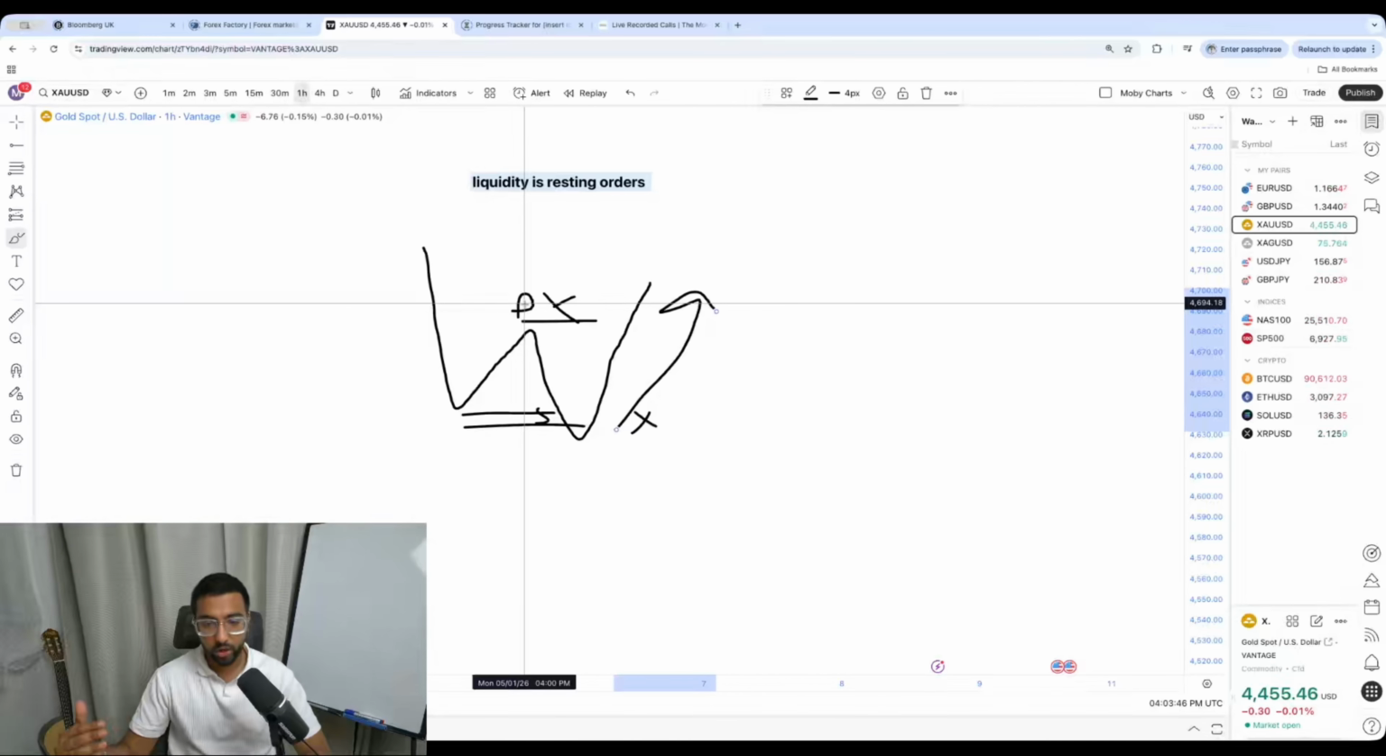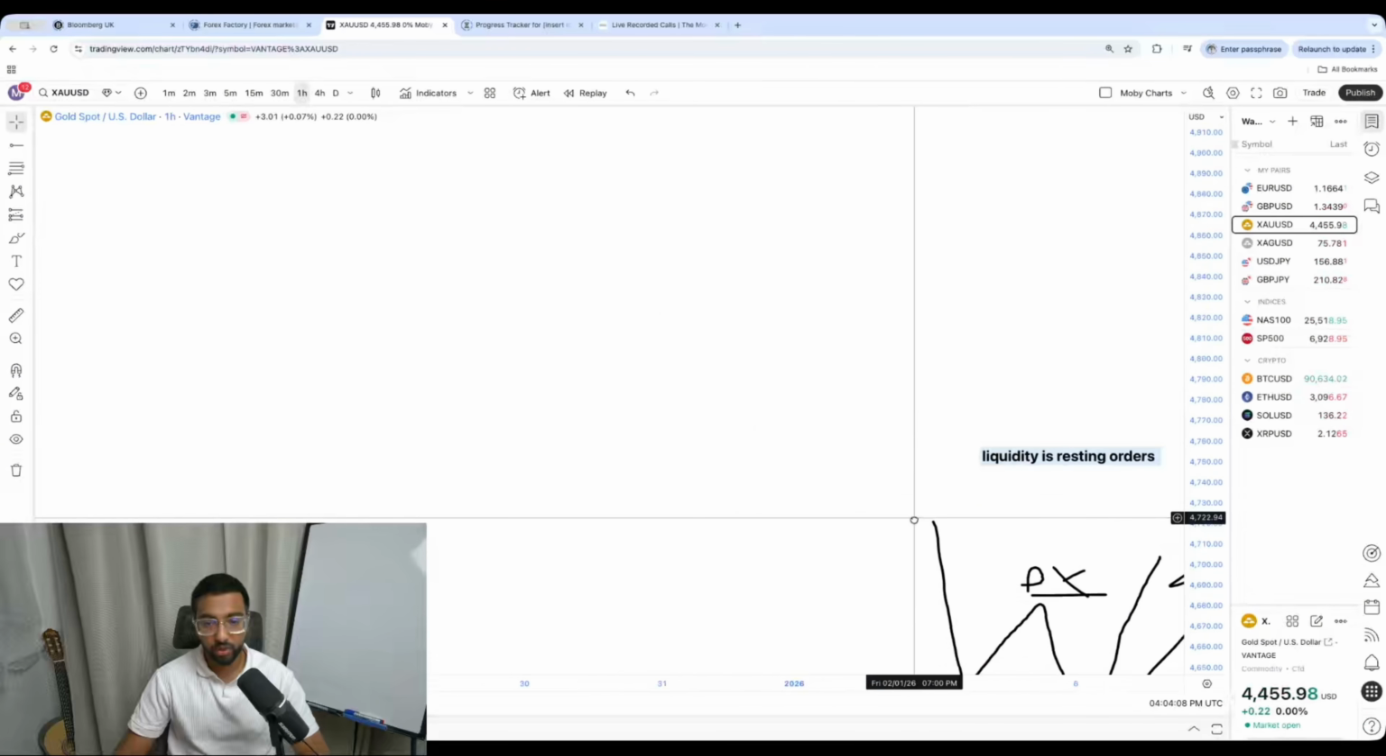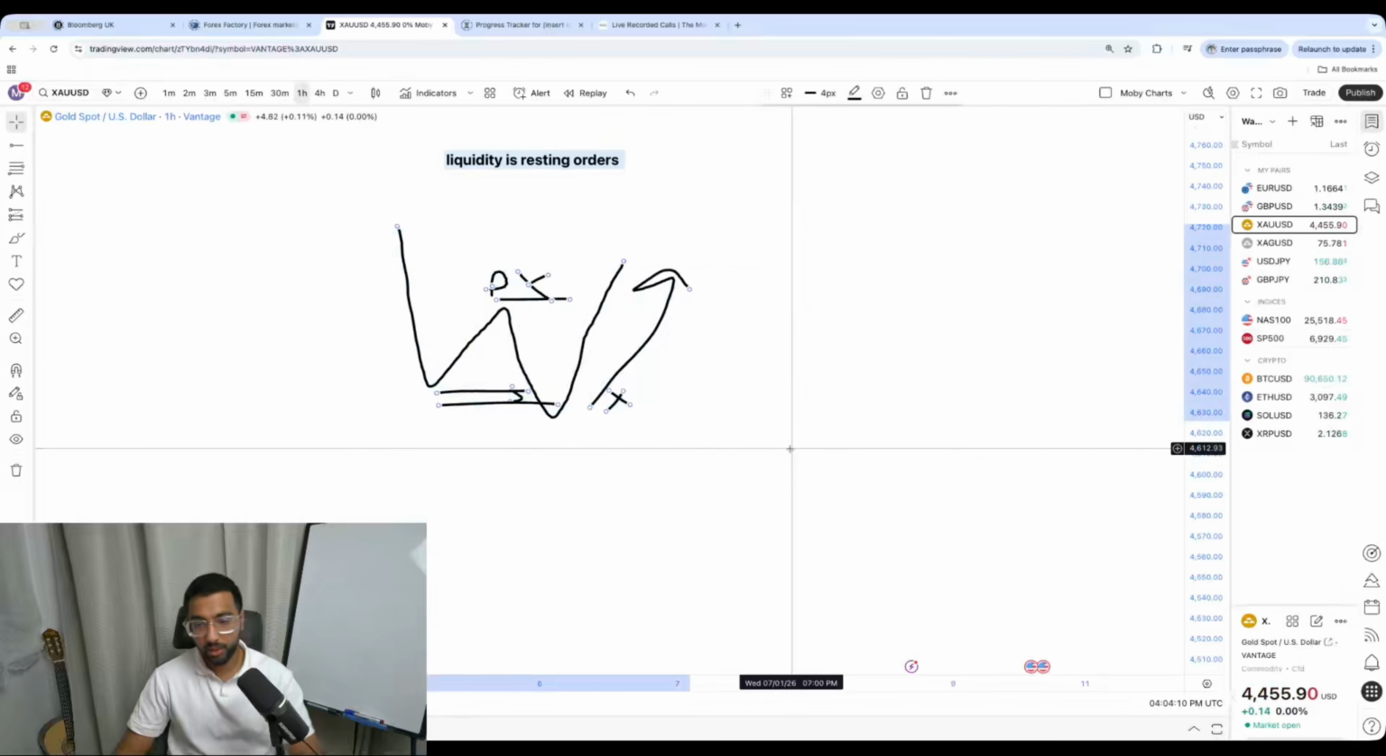So when we look at the charts, what we're looking for is highs and lows. That is where the resting orders are, highs and lows. And what we're trying to see is one of these levels, price hits it, taps into it, and then price goes in the other direction. And then that's what we get, the reversal. That's what we're looking for when it comes to liquidity. And that's what's going to help us make a lot of money in the markets.